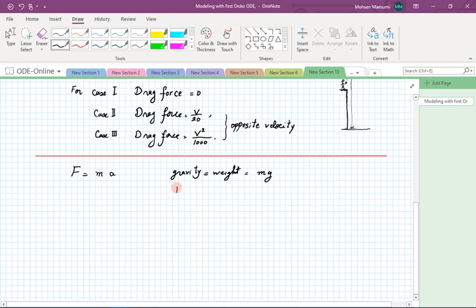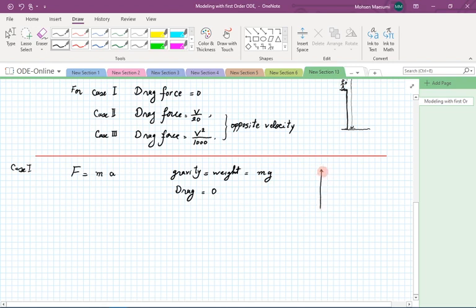Then we have in this problem another force, and that's the force of drag. Drag force is going to be taken to be, in this first case, so let's consider this in case 1, ideally taken to be 0, and that's all the forces we have. So we are going to go ahead and define our coordinate system.